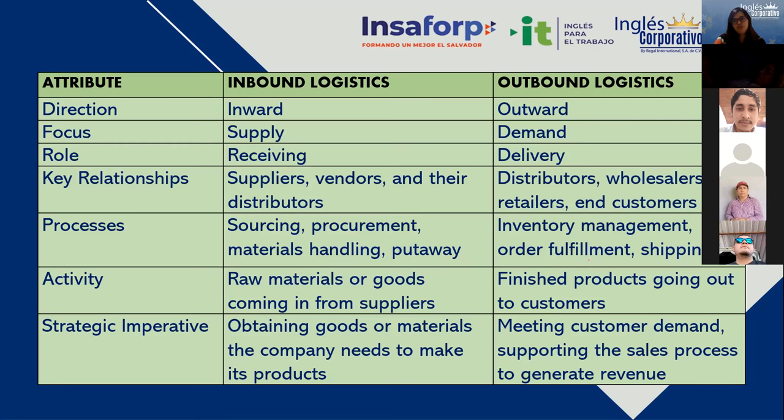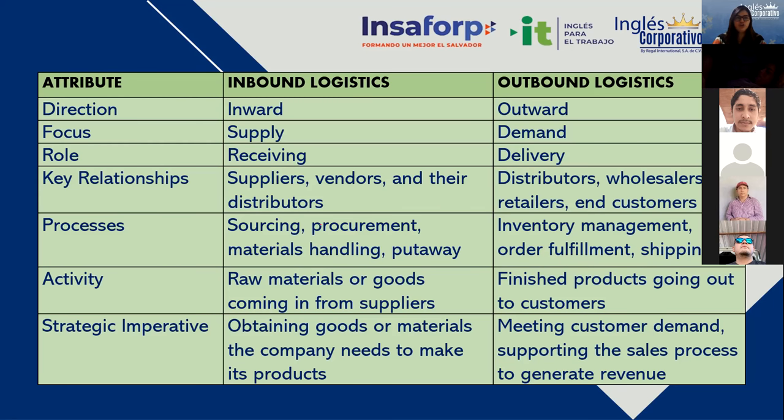And the outbound logistics is in charge of the inventory management. So they have to know how much you have of each item, right? They complete the orders of the people who call or get to the store and ask for a product. So they complete the orders, and at the end, they ship the product to the customer.